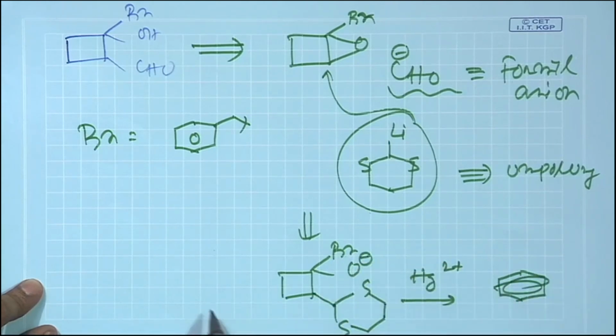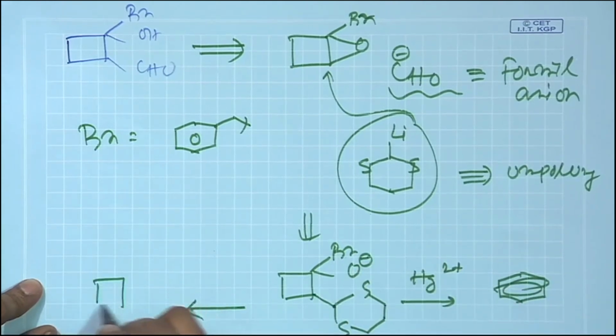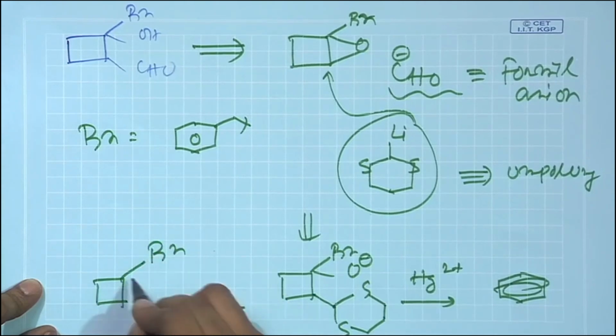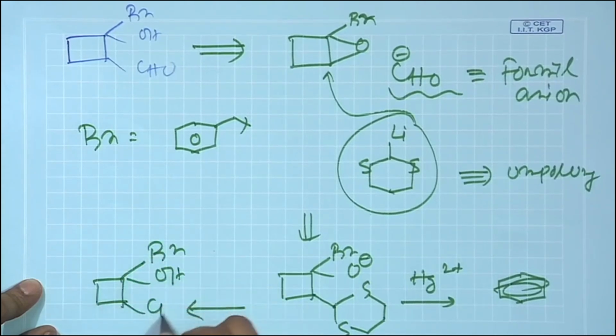So, this is the cyclobutane-based product, and finally the product you get is BnOH CHO. In the next class we will talk about some more retro quizzes, and then we will try to dive into the real problems.